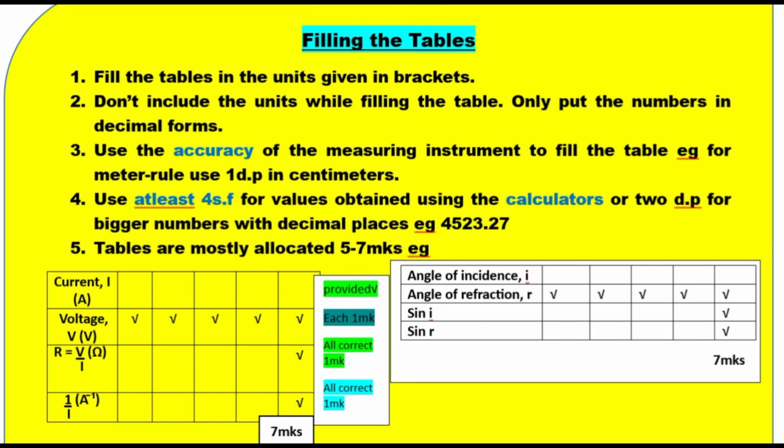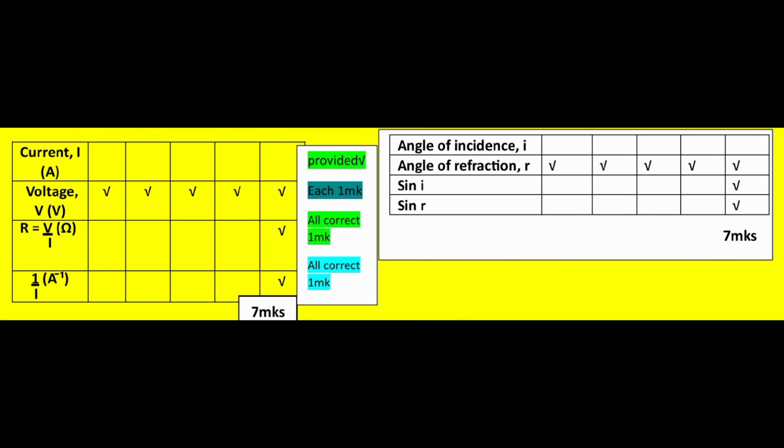Then point number four, use at least 4 significant figures for values obtained using the calculator. Values obtained using the calculator should be filled in at least 4 significant figures, but can also be 2 decimals where you have a very big number. For example, if you have 4,523.27 and continuous 275432 and such things, you should fill at least 2 decimal places for such a big number.